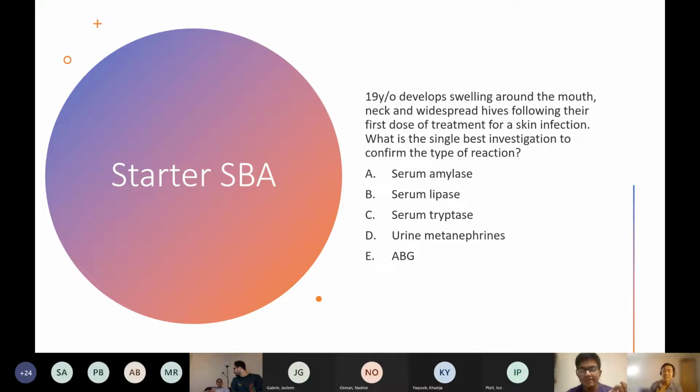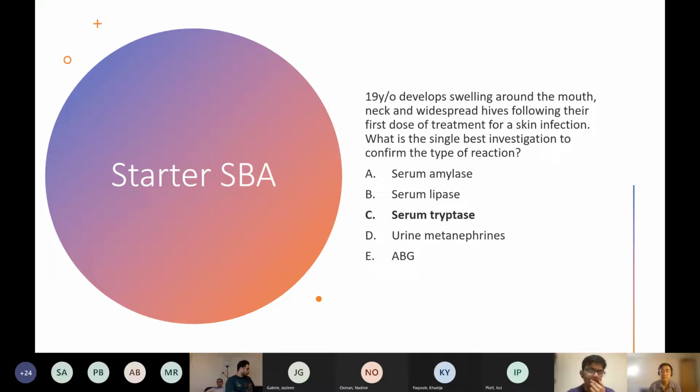So yeah, skin infection, first line treatment is flucloxacillin. We'll talk about why in a minute when we go through something a bit weird. But the diagnosis here is an anaphylactic reaction secondary to a penicillin. Serum tryptase following an anaphylactic reaction, if you do it in the hours following, you'll get a raised level, and that confirms that it was a true anaphylactic reaction.